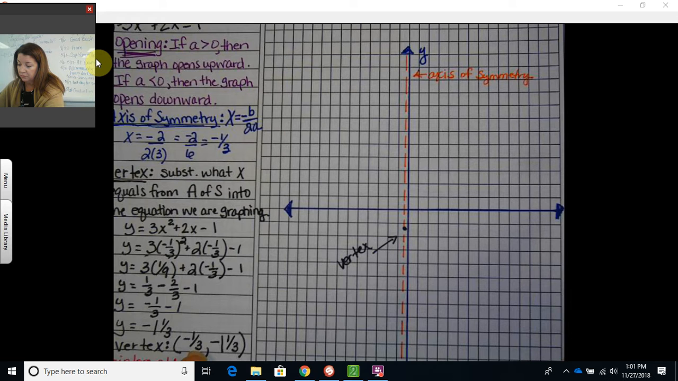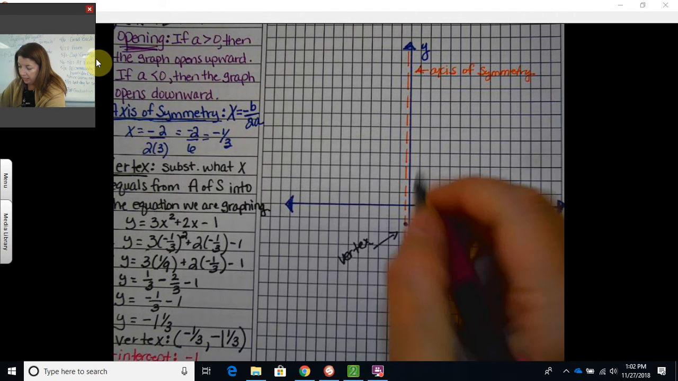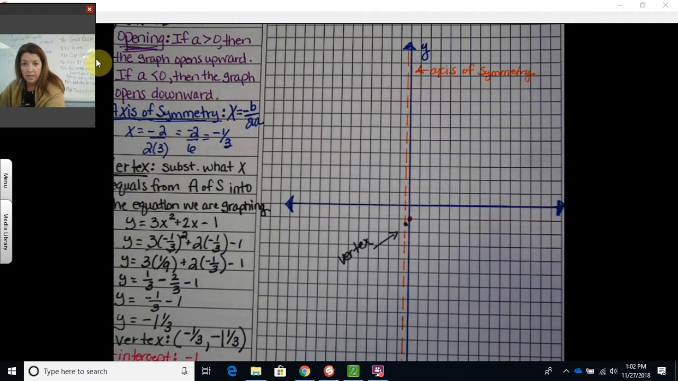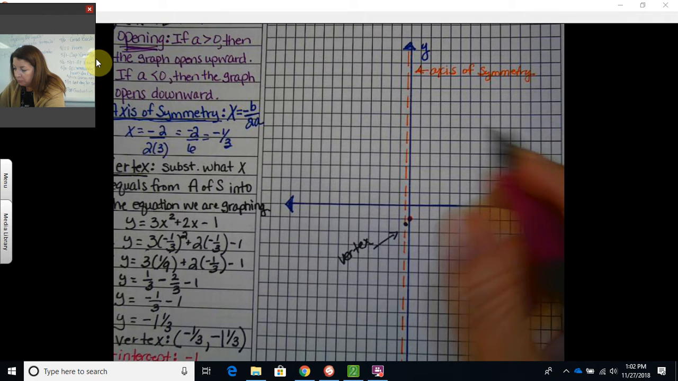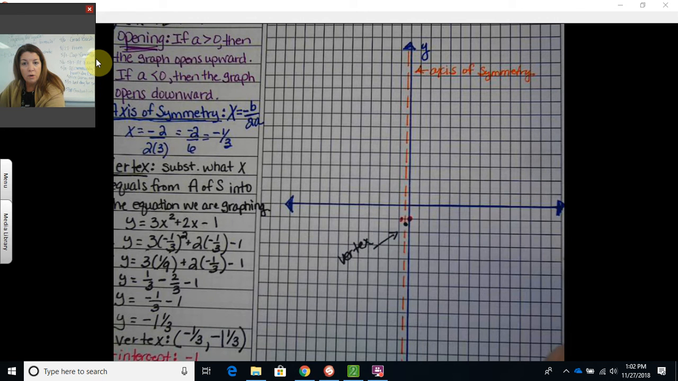The y-intercept is at negative 1. So on the y-axis at negative 1, plot a point. And we know that parabolas are symmetrical. So without doing any math, I can just reflect that point onto the other side of the axis of symmetry. If that point is 1/3 of a unit to the right of the axis of symmetry, I know there's also going to be a point 1/3 to the left of the axis of symmetry because it's symmetrical.